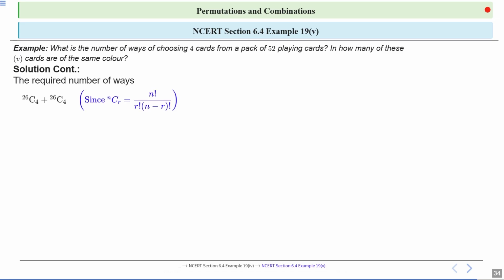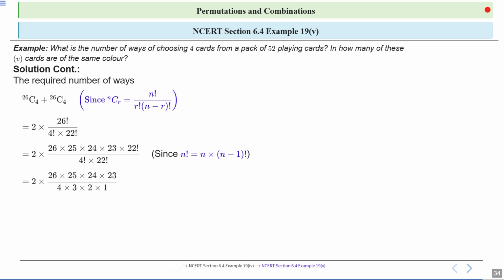So the required number of ways is 26C4 plus 26C4. This is equal to 2 times 26 factorial upon 4 factorial into 22 factorial. So this is equal to 2 into 26 into 25 into 24 into 23 into 22 factorial upon 4 factorial into 22 factorial, since n factorial is equal to n into n minus 1 factorial. This is equal to 2 into 26 into 25 into 24 into 23 upon 4 into 3 into 2 into 1. This is equal to 26 into 25 into 12 into 23, which is 29,900.